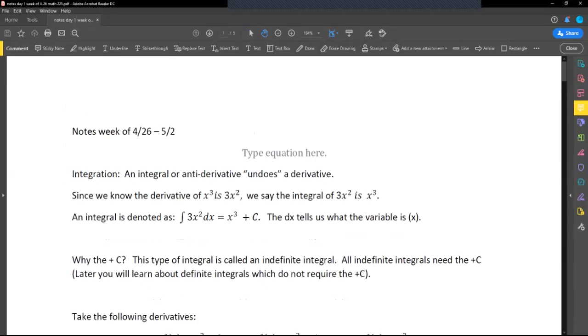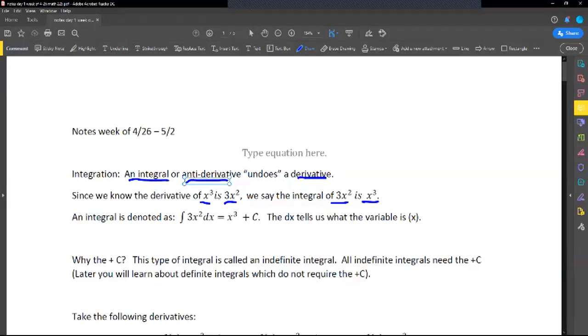So what is an integral? An integral, or an antiderivative, it's pretty much the same word. It does the opposite of a derivative, or it undoes the derivative. Like if I square a number and take the square root, they're inverse functions of each other, and that's true of integrals and derivatives mostly. So for example, we know the derivative of x cubed is 3x squared. So we can say the integral then of 3x squared is x cubed. So it undoes the derivative with one little exception.